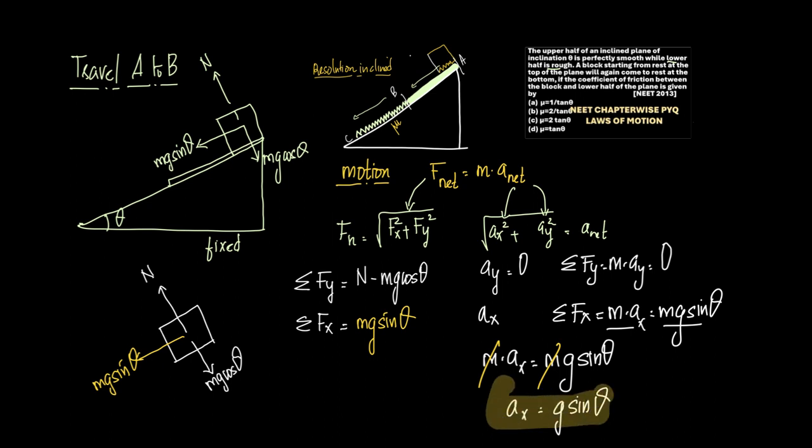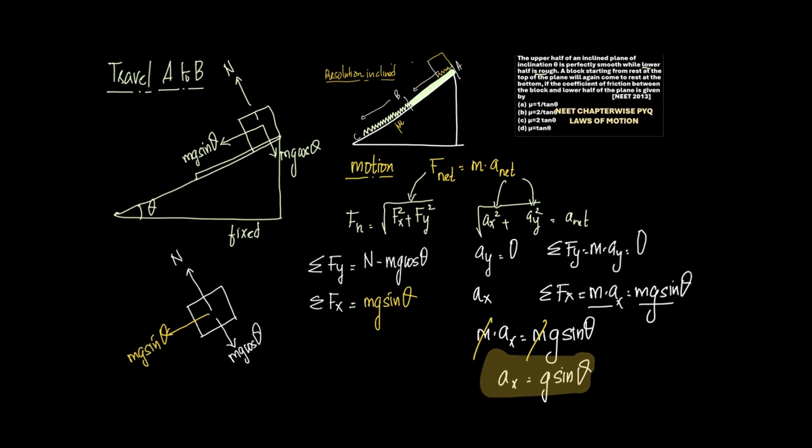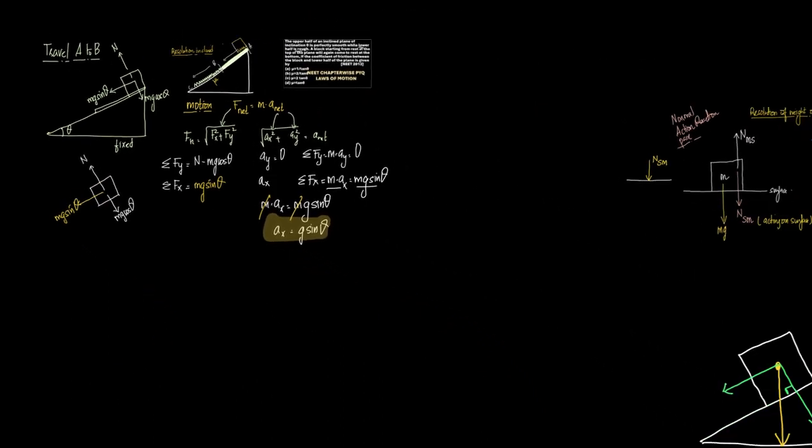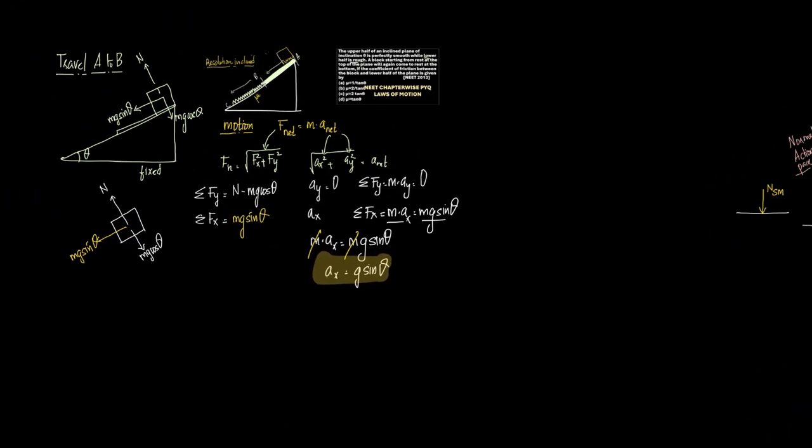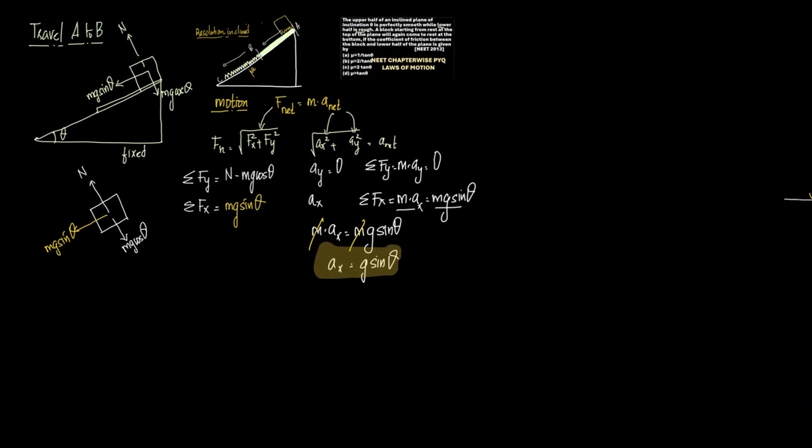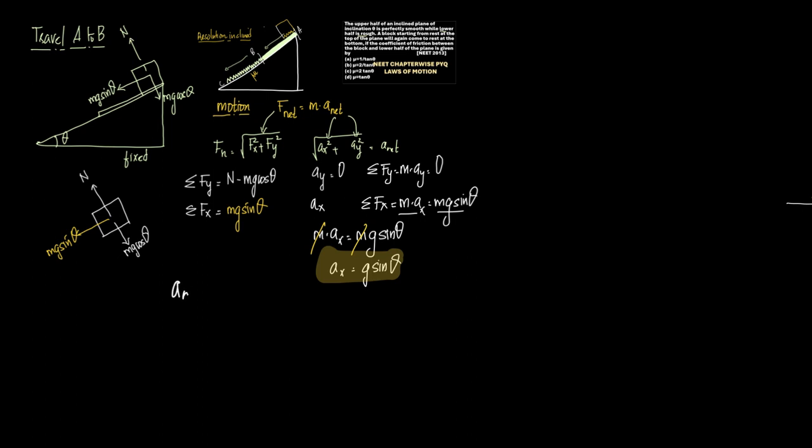So what we get is ax is equal to g sine theta. Okay, now if ax is equal to g sine theta, let us try to understand the question with even more detail. If ax is equal to g sine theta, what is a net equal to?